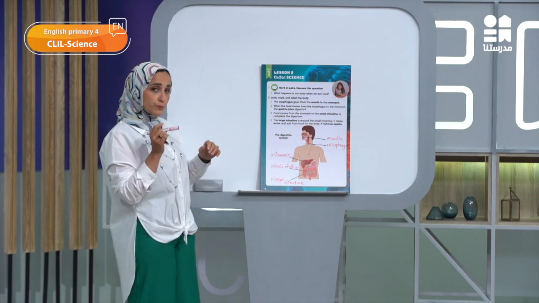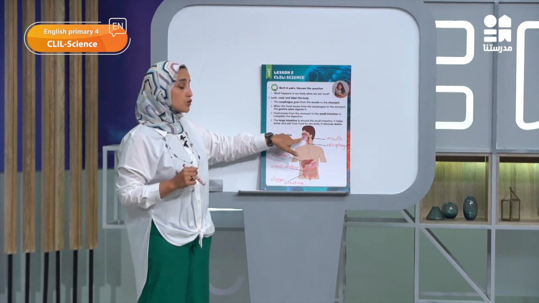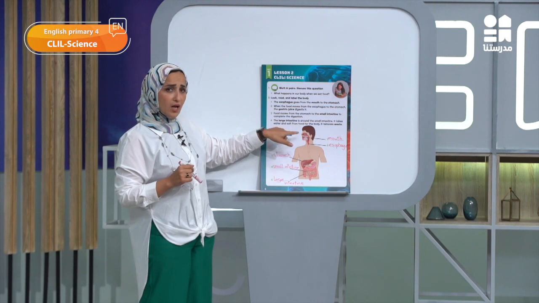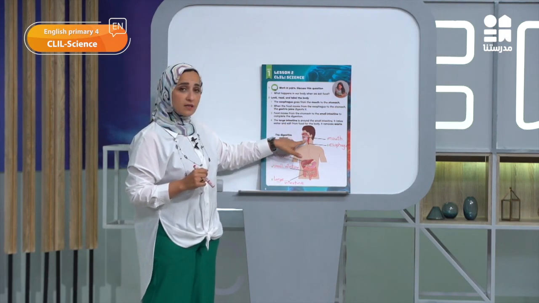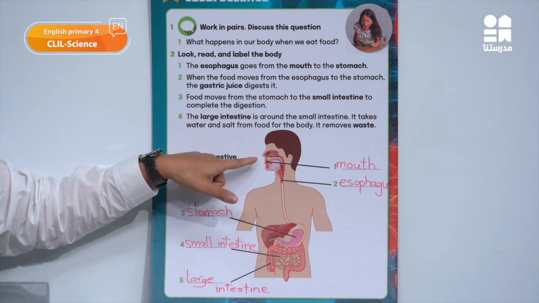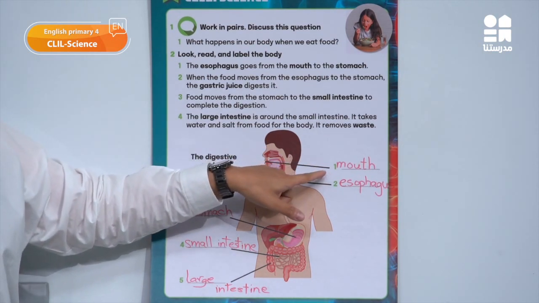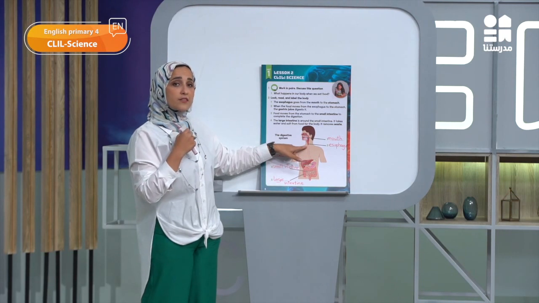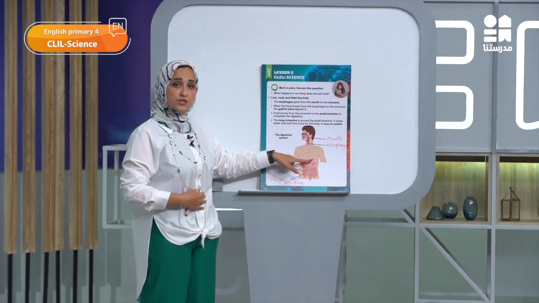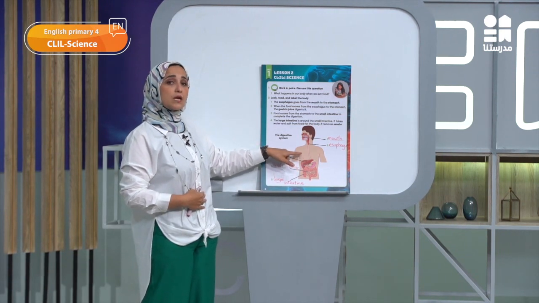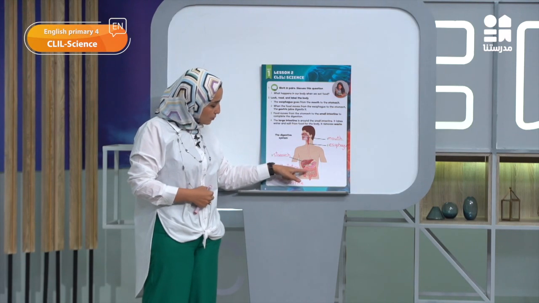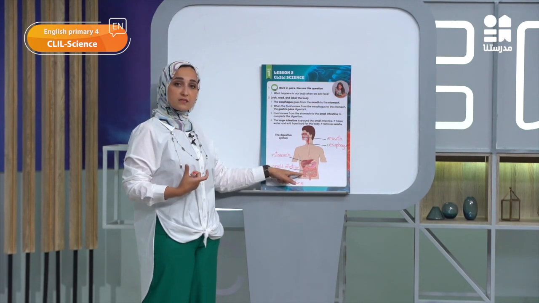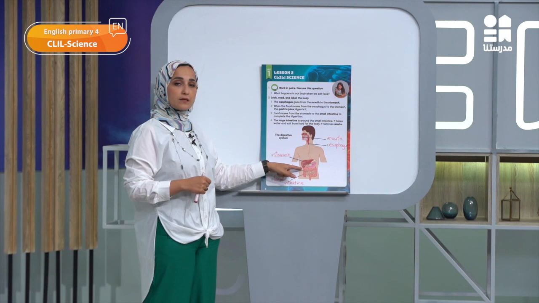Okay, I want all of you to put your finger on the man's mouth. Put your finger on the man's mouth. Let's use our finger to go along the digestive system. Okay, so first the food goes into the mouth. Number one, the mouth. Then the esophagus, here, the esophagus. Then the stomach, down here in your stomach. And after that, it goes to the small intestine. Look here, this is the small intestine, the very small one. And then into the large intestine, this wide one. Yes, excellent. You are doing a very good job.